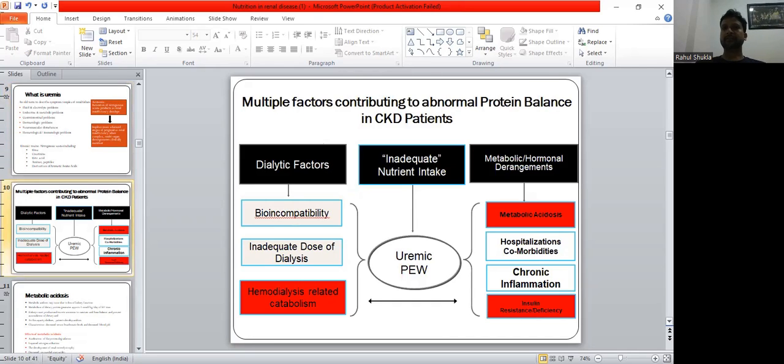So there are several factors contributing to protein abnormalities. If the patient is approaching dialysis, then because of an inadequate dose of dialysis, hemodialysis-related catabolism also appears, and because of inadequate nutritional intake, protein energy malnutrition occurs, and because of metabolic and hormonal derangement, there is acidosis and comorbidities. Then, because of all these uremic toxins, there is chronic inflammation, leading to insulin resistance and several metabolic disturbances.